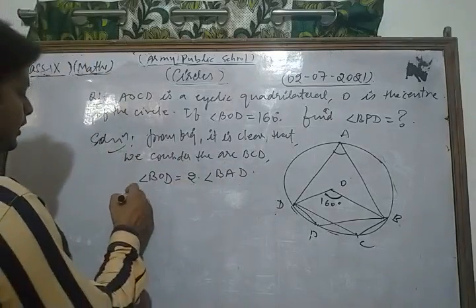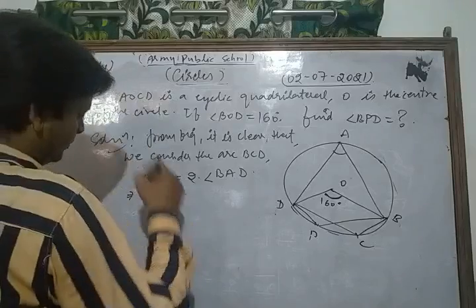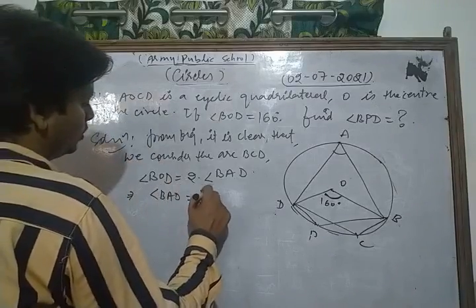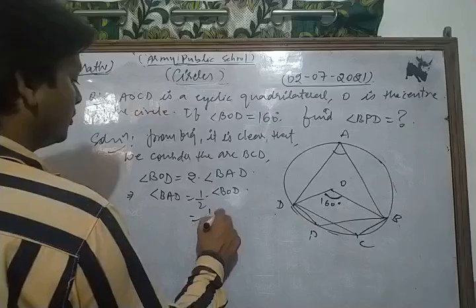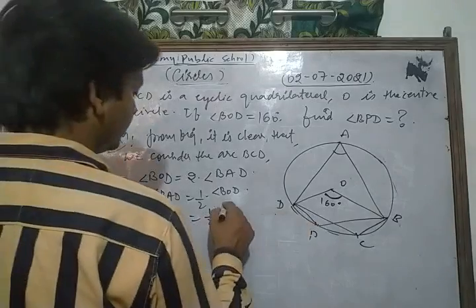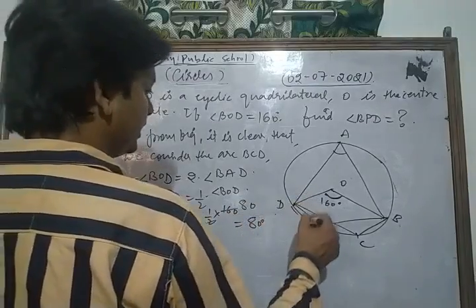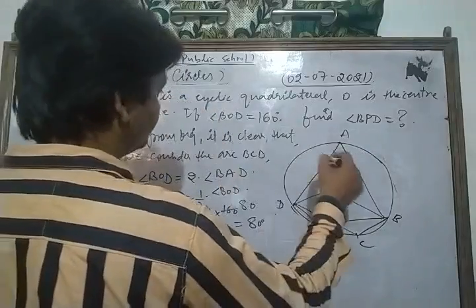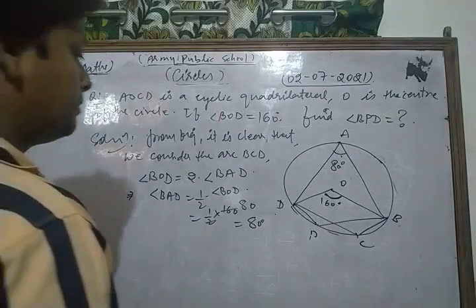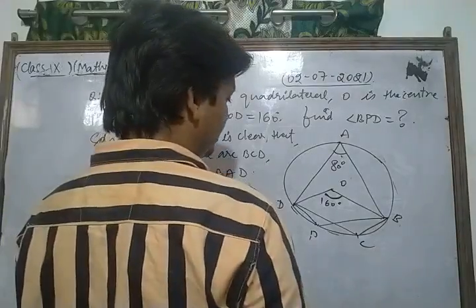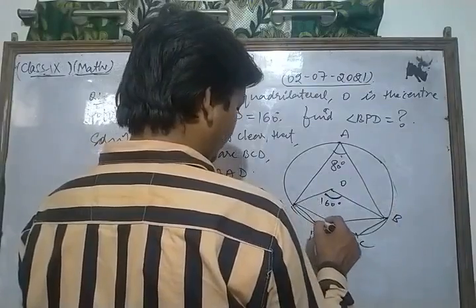Now from there we get angle BAD is equal to 1 upon 2 times angle BOD. Angle BOD was 160 degrees, so angle BAD is 80 degrees. Now we find angle BPD.